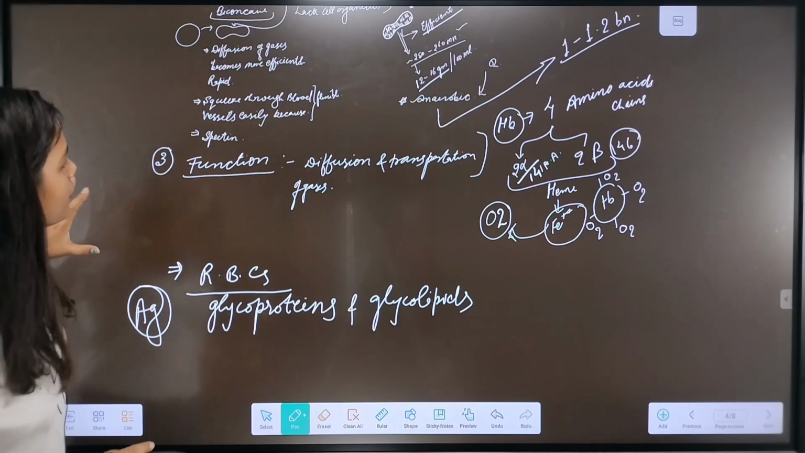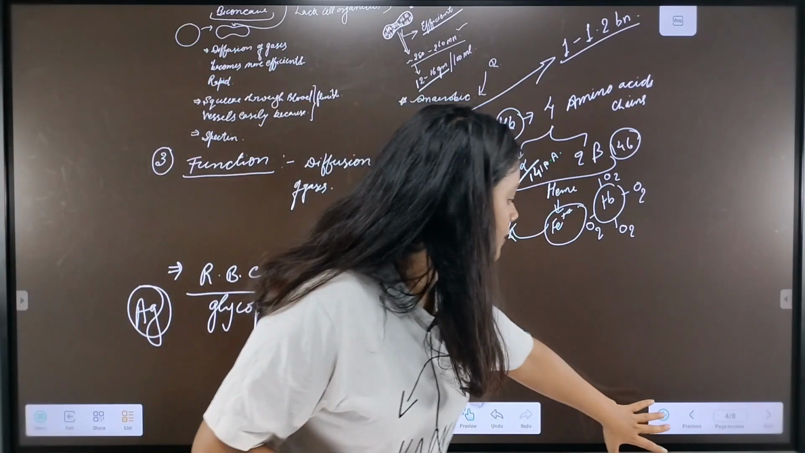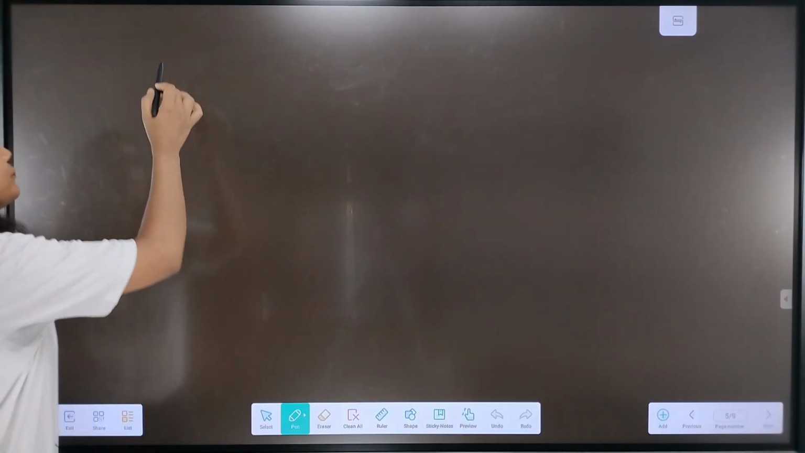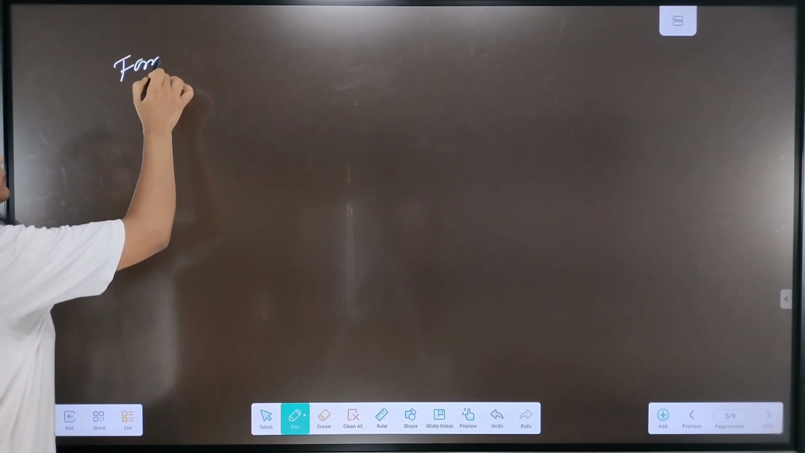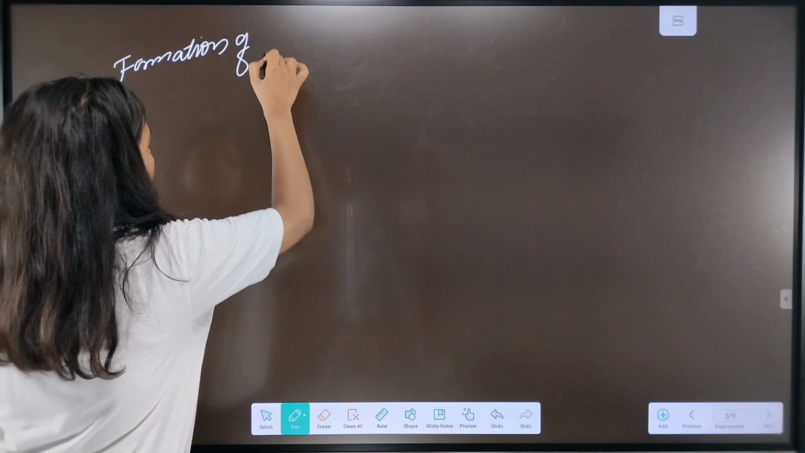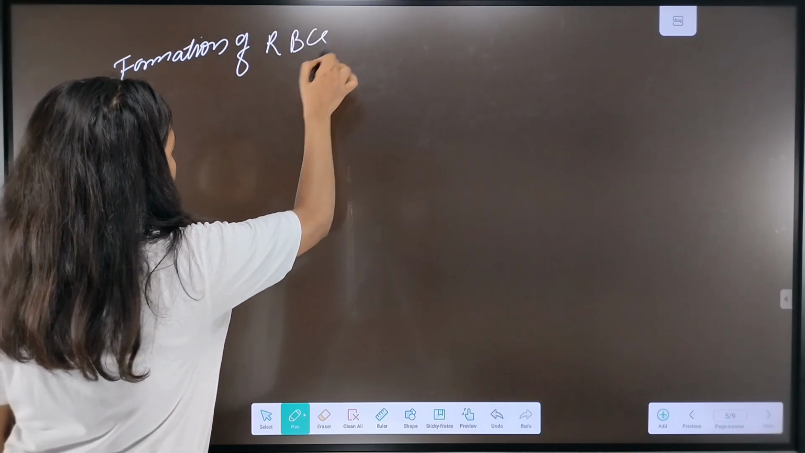So up to here we have done the 3 subtopics. Next is the formation of RBCs.